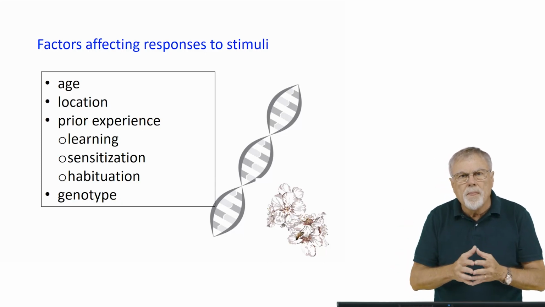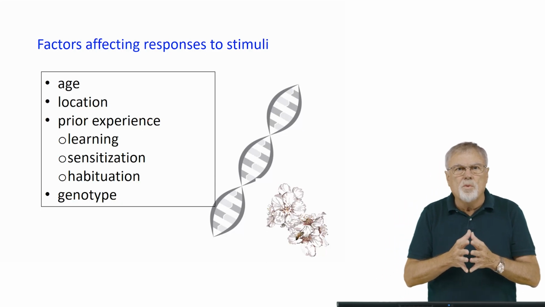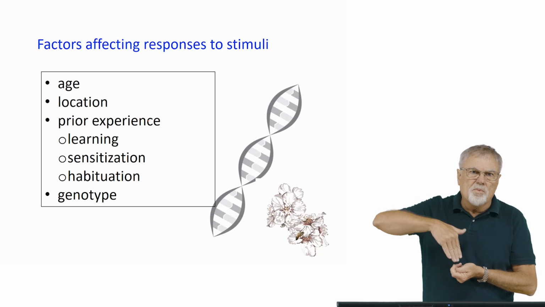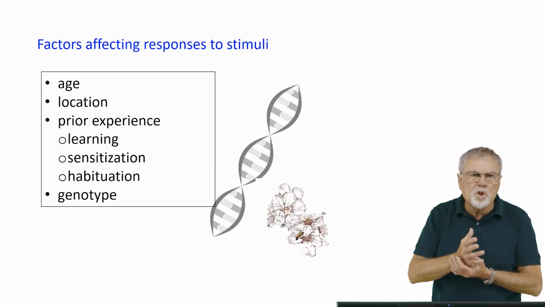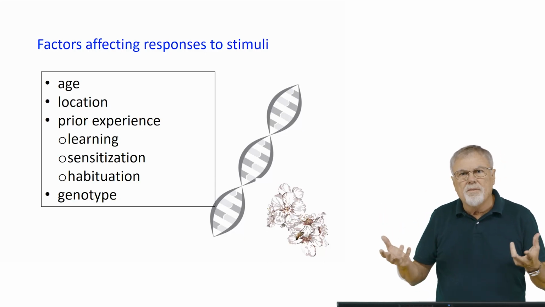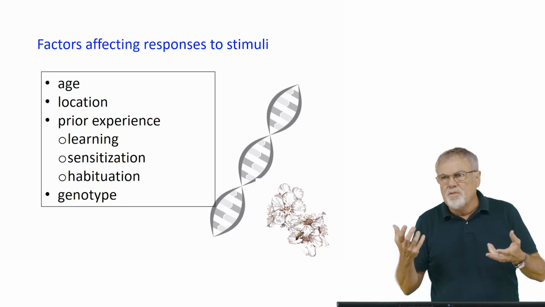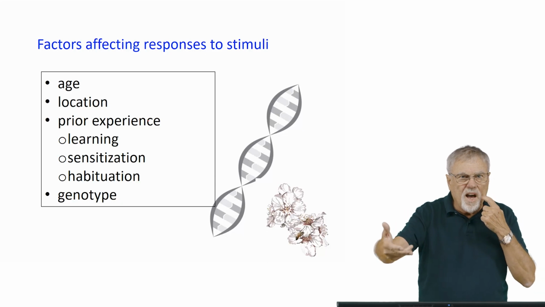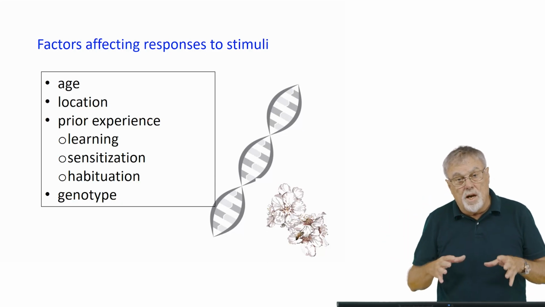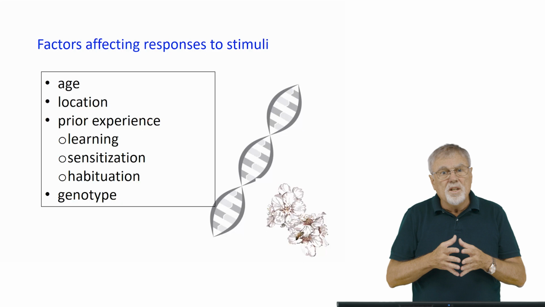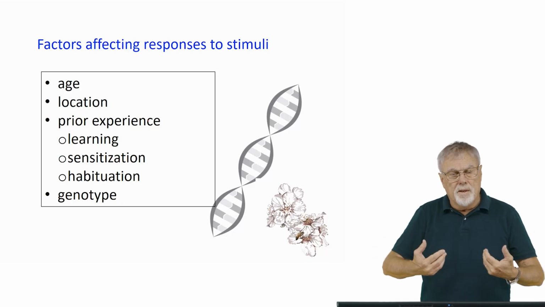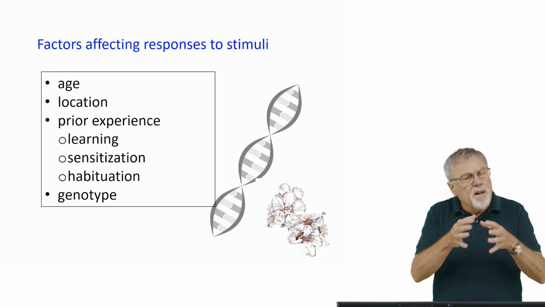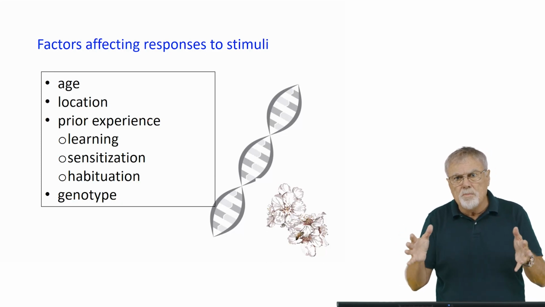response thresholds. They also change as a consequence of prior experience. Learning can modulate response thresholds. Sensitization, habituation, which are other forms of behavioral change, having been exposed to different stimuli, they change. And also genotype. The genotype of the bee, the genetic complement of the worker, has an effect on her responses to stimuli for any given age and any given location where she might be.